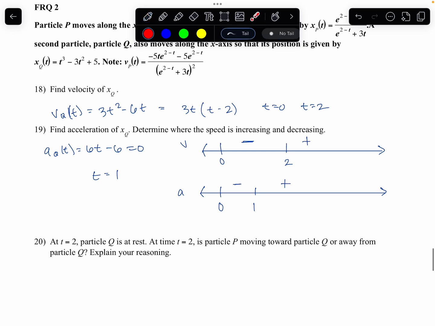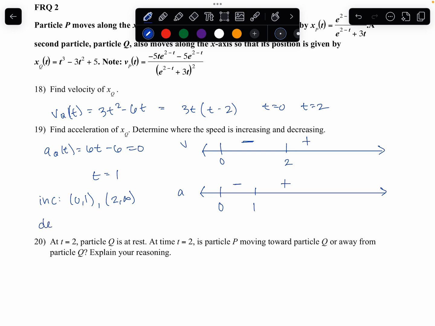So if we want to see when speed is increasing, velocity and acceleration have to have the same sign. You can see that they're both negative from 0 to 1. So increasing from 0 to 1, and it's also increasing after 2, from 2 onward. They're both going to be positive, so that's from 2 to infinity.